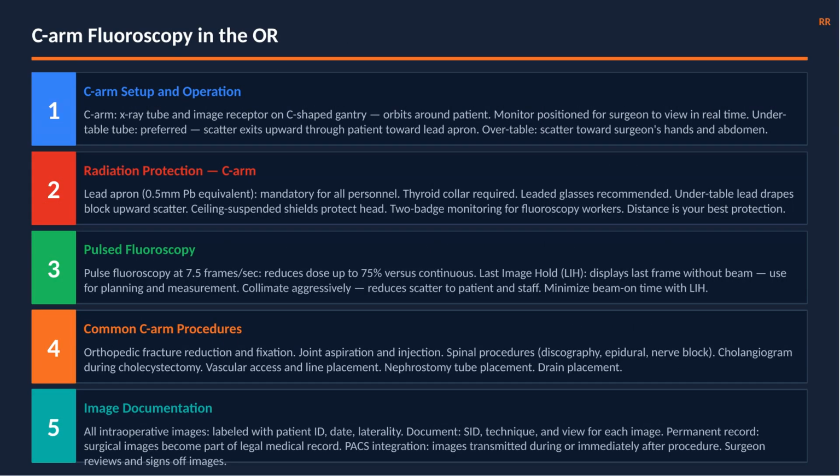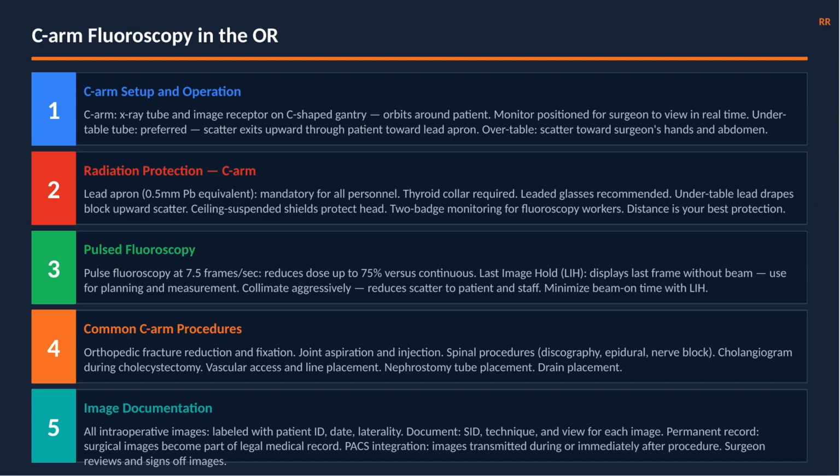C-arm operation. The C-arm carries both the X-ray tube and the flat panel detector on a C-shaped gantry that can rotate around the patient without moving them. The surgeon watches the monitor in real time during the procedure. Tube position. Under-table tube is strongly preferred. When the tube is below the patient, scatter exits upward through the patient, away from the surgeon's hands and abdomen. Over-table tube directs scatter down toward the surgeon at waist and hand level. Higher dose to the operators.